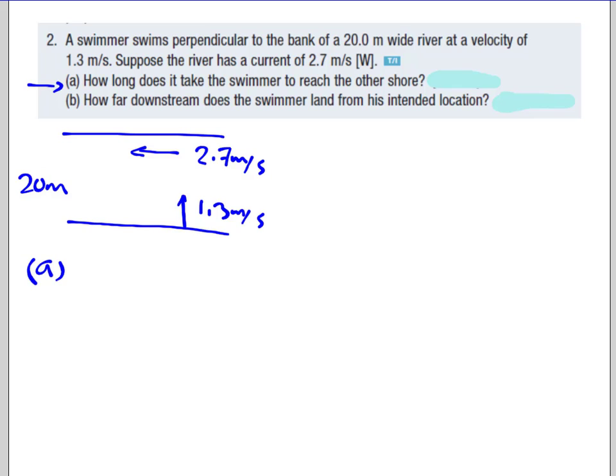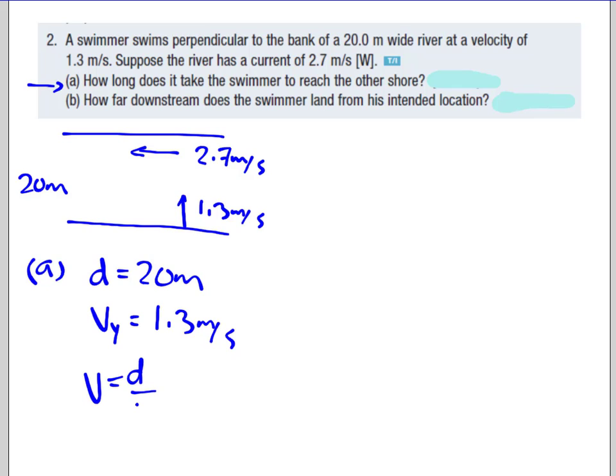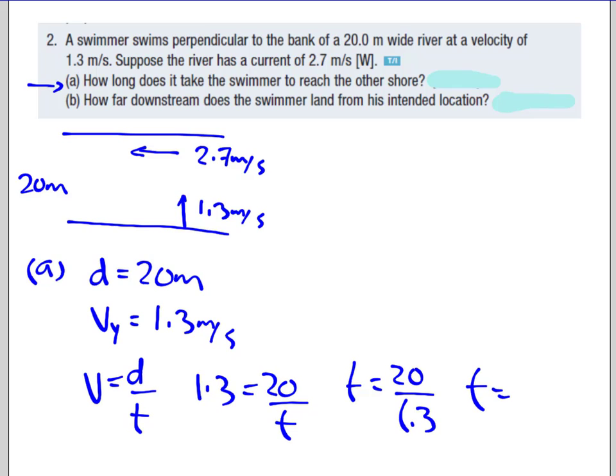Well, part A, our distance that we have to travel is 20 meters. Our velocity in that direction is 1.3 meters per second. So if we set up our little expression, v equals d over t, you have 1.3 equals 20 over t. T equals 20 divided by 1.3, and we should get 15.4 seconds. Okay, so that's the time it takes to go across.